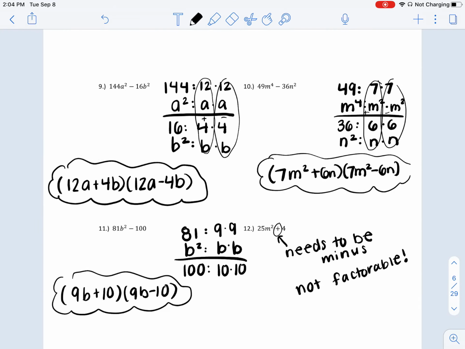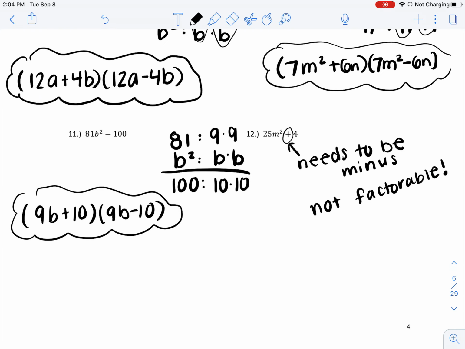And that's it. So that is DOPS. Now you can go to homework 0.2 and do all of the questions on homework 0.2.